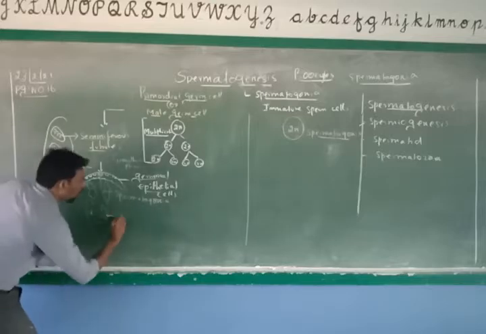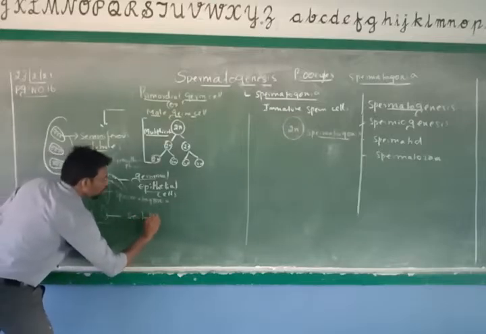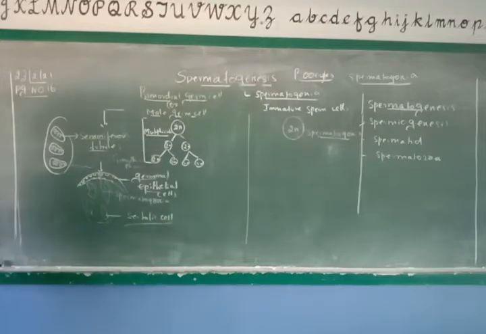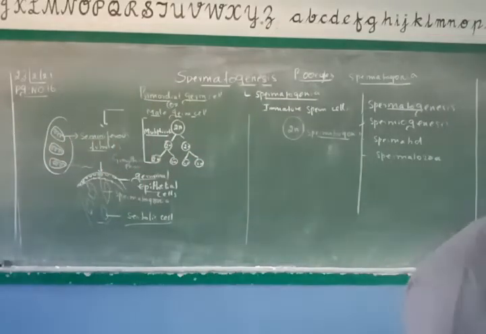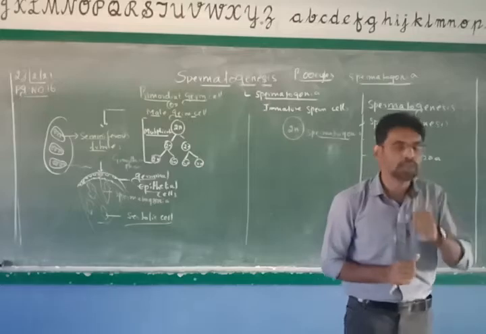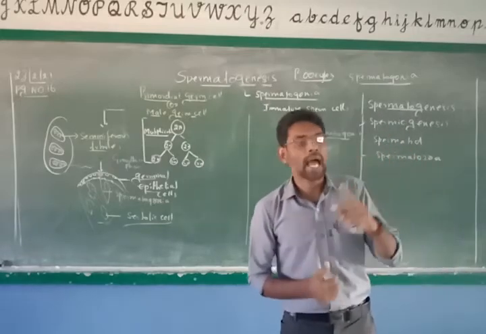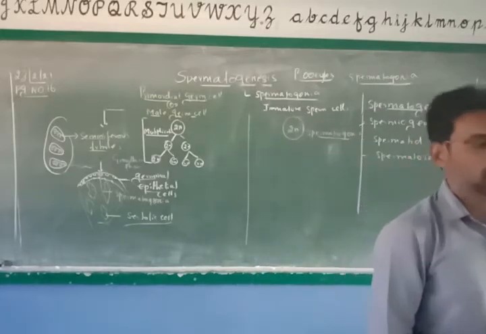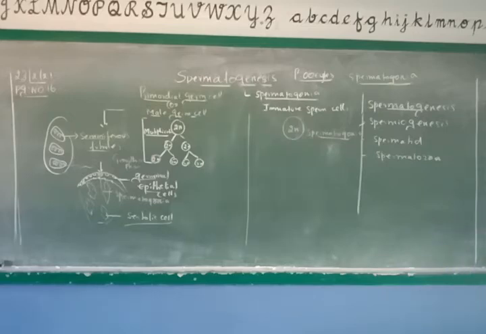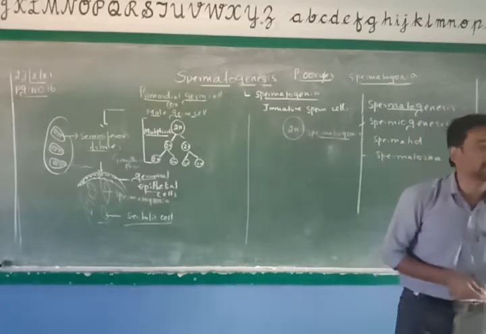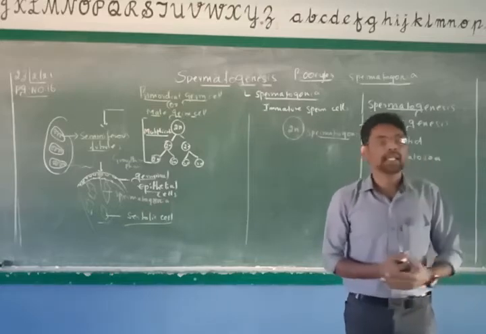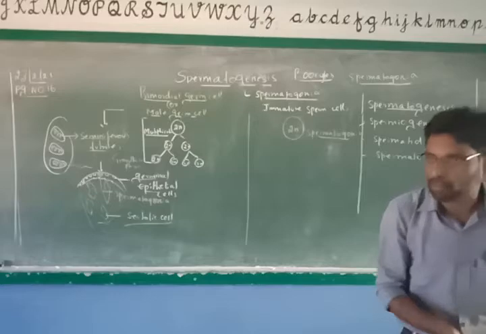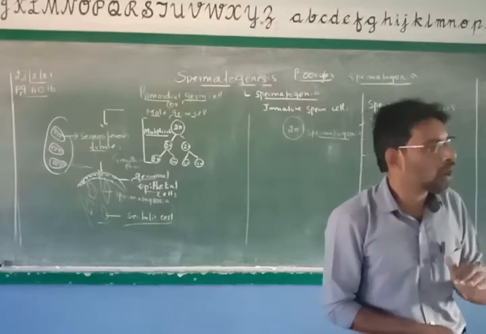These cells are called Sertoli cells. We studied already. What is the nature of the Sertoli cells? It will produce a hormone called inhibin. It will also produce a protein called androgen binding protein. What is the role of androgen binding protein? It will maintain the concentration of testosterone, and if it increases more, it will be stopped by the hormone called inhibin.